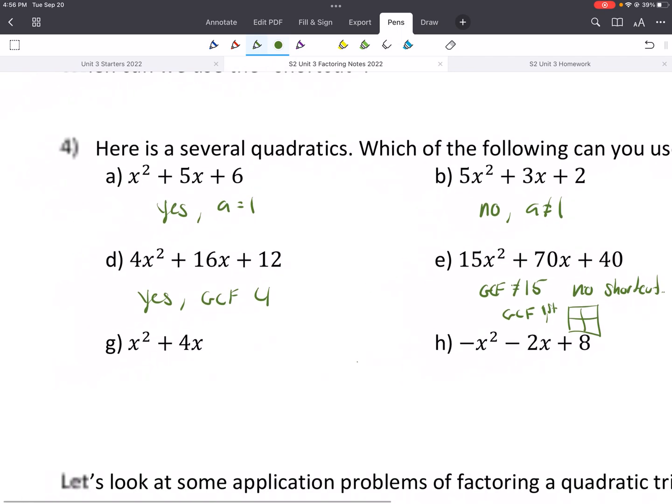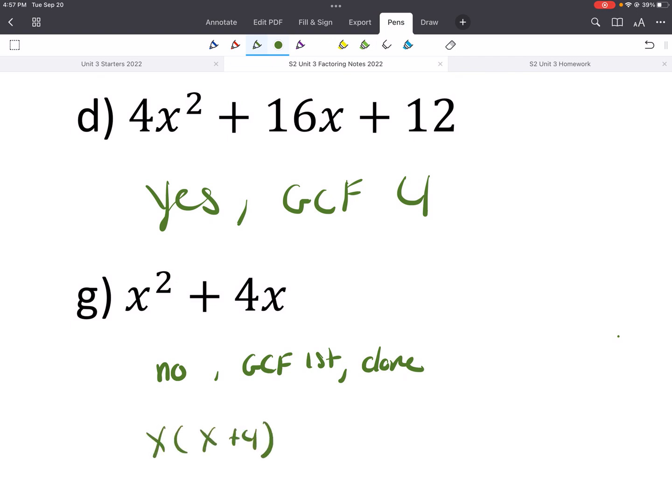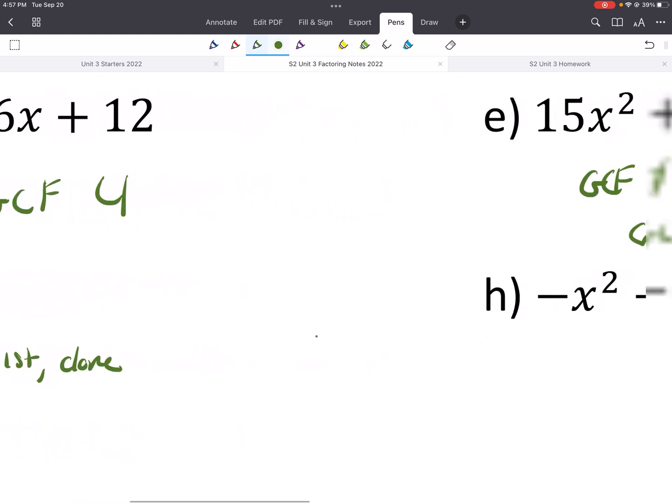Alright, last 3. Okay, can we use the shortcut? No, we can't. Okay, we'd want to do the greatest common factor first, and then done. Okay, so we'd take out an x, and we'd just get x plus 4. It's no longer a quadratic, so we can't do glasses.